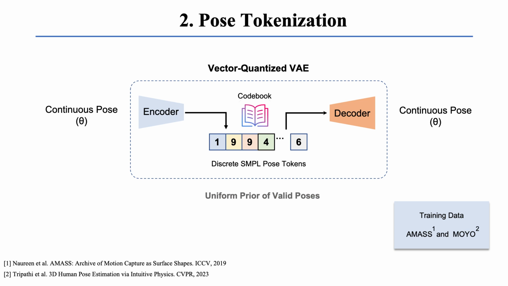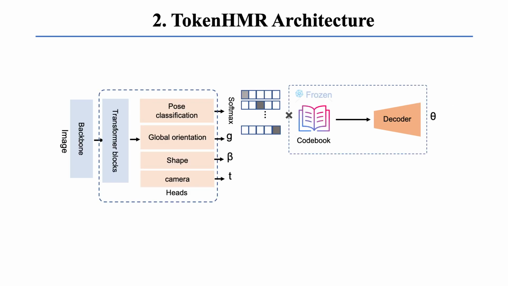This brings us to the second key component of TokenHMR, the pose tokenization. We convert the problem of continuous pose regression into token prediction by first tokenizing the space of human poses. To that end, we use a vector quantized VAE to convert continuous poses into a discrete representation called tokens. We use 3D poses from Amass and Moyo to train our tokenizing network. TokenHMR uses the pre-trained tokenizer, which provides a vocabulary of valid poses. Note that unlike previous priors, our approach effectively provides a uniform prior over valid poses.